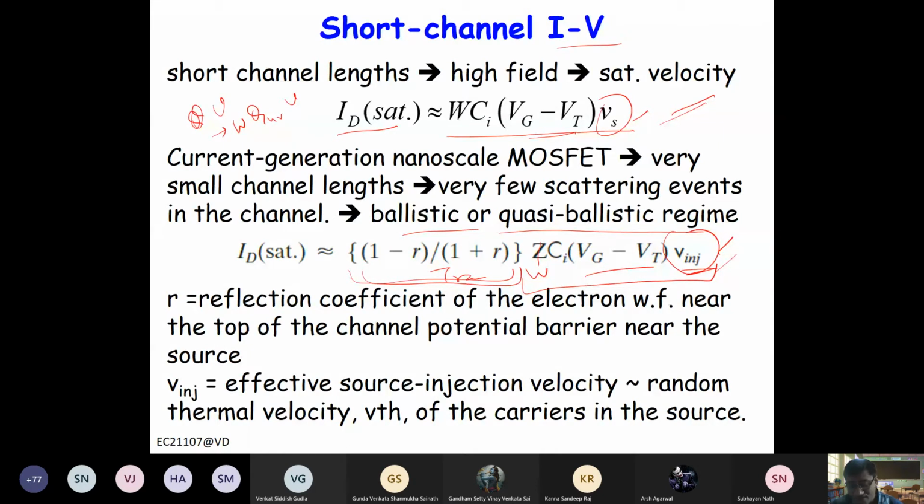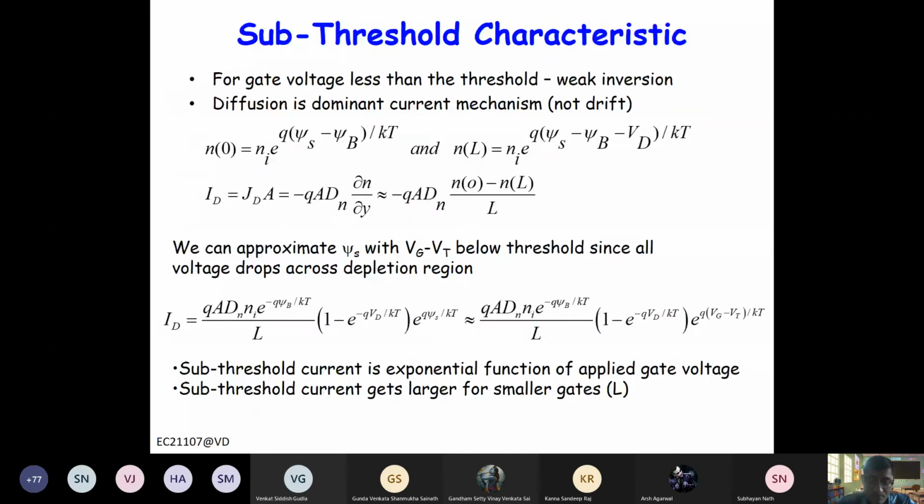Then in the sub threshold, when the Vg is less than the threshold voltage, there is no strong inversion, but charge may exist, and that charge is actually small. So for psi s less than 2 psi b but more than psi b, that means weak inversion. So sub threshold is related to weak inversion. And in that you can write n is ni exponential (psi s minus psi b) by kT, and at the drain end, you will include the VD also there.